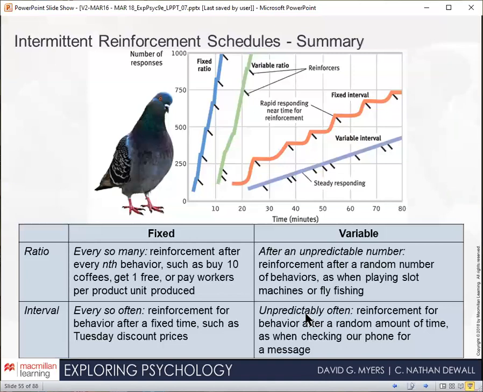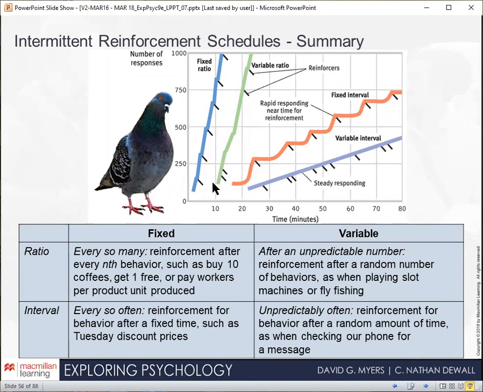So let's look real quickly here at all of these looked at together. So we have the ratio, interval, fixed, and variable. With a variable interval schedule, we see steady responding. Okay, but with the fixed interval schedule, we see rapid responding near the time of the reinforcement. In this instance, when you're getting paid on Saturday.